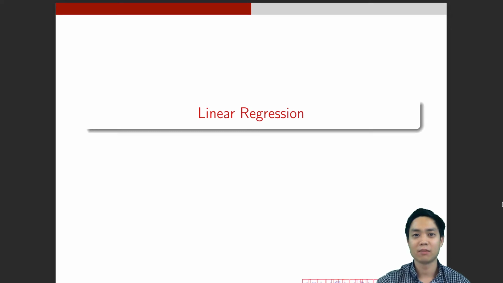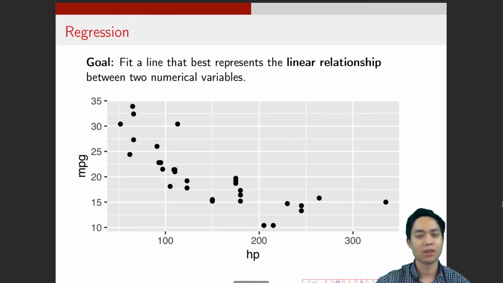In this video, we're going to be talking about linear regression. The idea behind linear regression is that we want to fit a line that best represents the linear relationship between two numerical variables. Here we're going to just focus on two numerical variables. Later on there are extensions so that it doesn't have to be numerical variables. You can use categorical variables. For now we'll just focus on numerical variables.